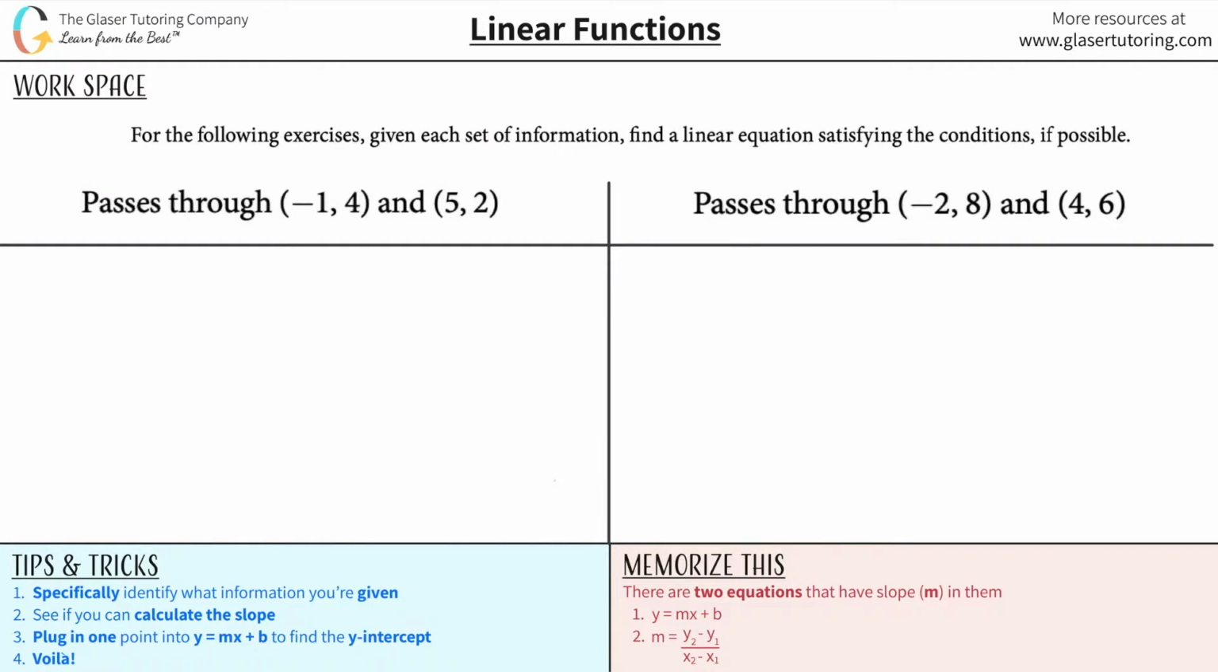For the following exercises, given each set of information, find a linear equation satisfying the conditions, if possible. All right, so basically here we have 2 points, right? And it tells us that the graph passes through these 2 points.